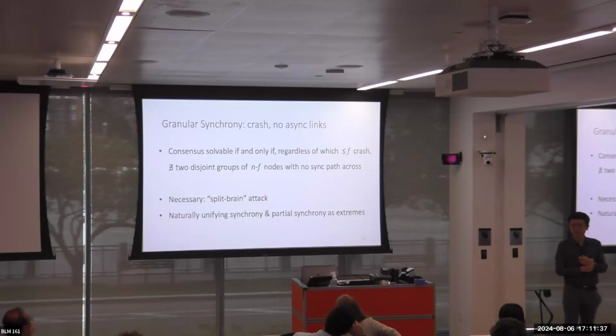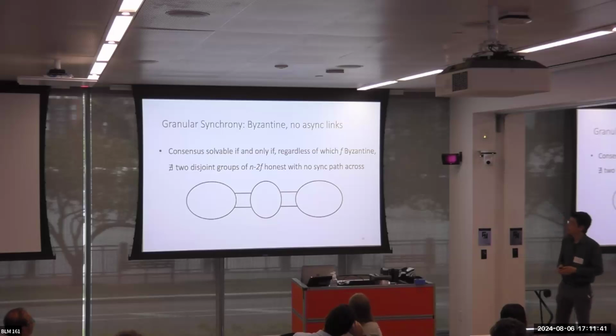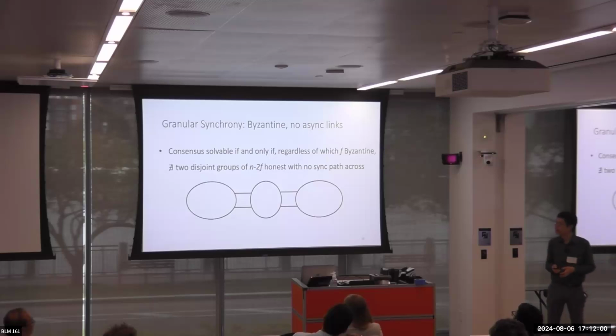Okay. Now let's see the Byzantine case. Right, it's actually fairly similar. Consensus is solvable if and only if, regardless of which F nodes you corrupt to be Byzantine, you cannot find two disjoint groups of size n minus 2F on its nodes that are not linked by a synchronous path.